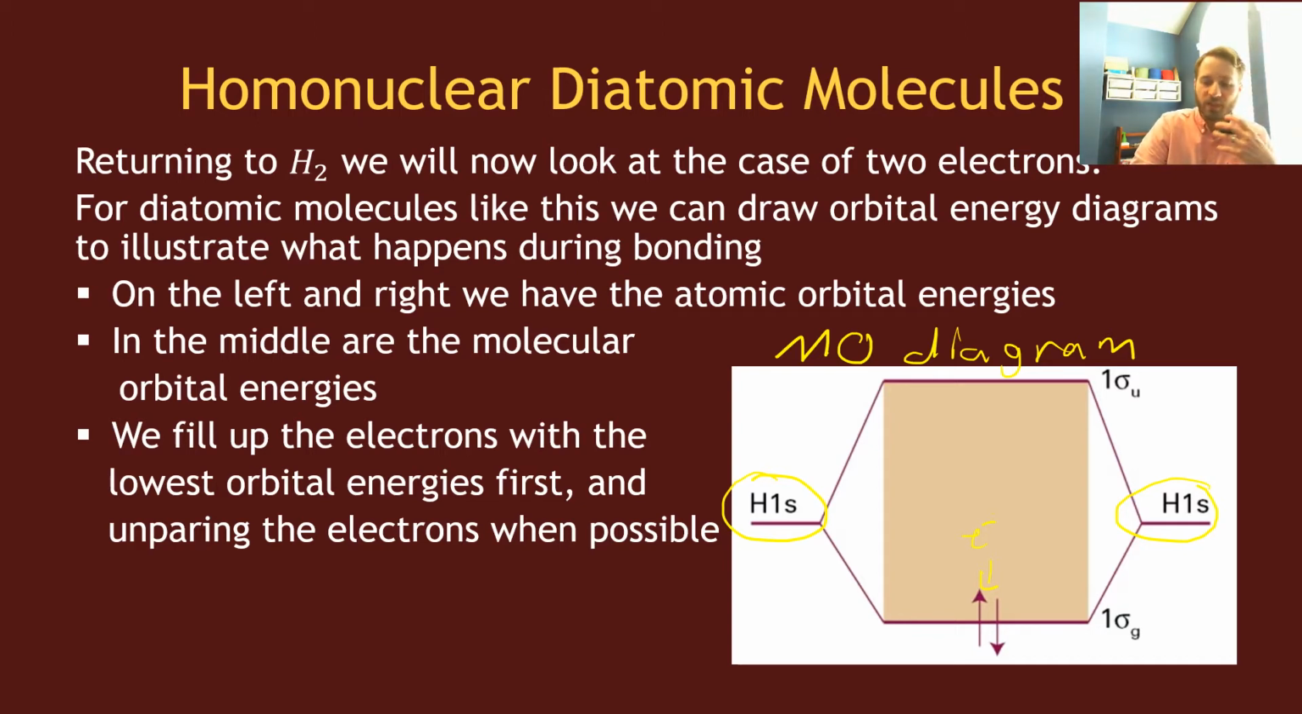Basically, what we'll be doing is generating these molecular orbital diagrams for diatomic systems, and then you just fill up from the lowest energy orbitals on up, first unpairing your electrons before pairing them up whenever possible.